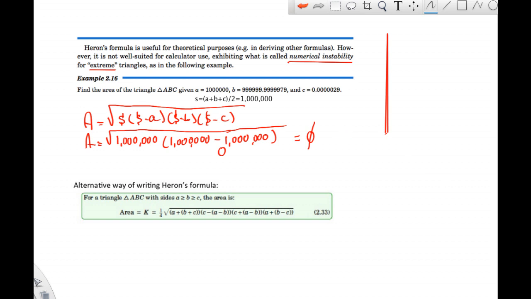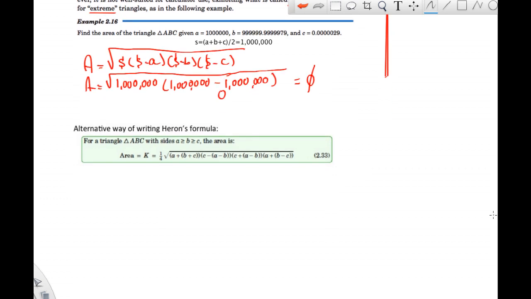You can find that area by using an alternative way of writing Heron's formula. So this formula could be rewritten this way. I could have done 1/4 times the square root of a product of terms, and the parentheses here are important. It says A plus B plus C in parentheses, so you need to tell the calculator in what order to do things. So I'm going to write this out, and then see if you can figure out what the answer is at some point.